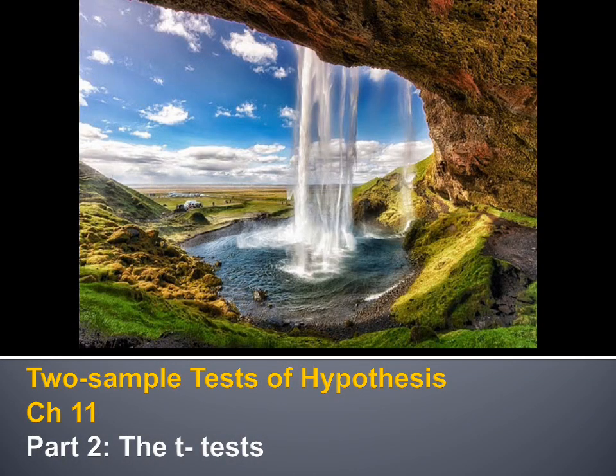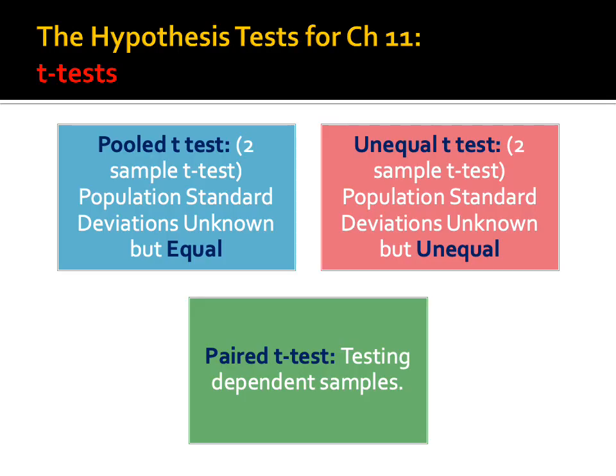Two sample tests of hypothesis, part 2. This is the series of the 3 t-tests. All right, the 3 t-tests. The first type of t-test is the pooled t-test. You're testing two samples coming from different populations where the population standard deviations are unknown. So we're using the sample standard deviation, but we make an assumption that they are in fact equal.